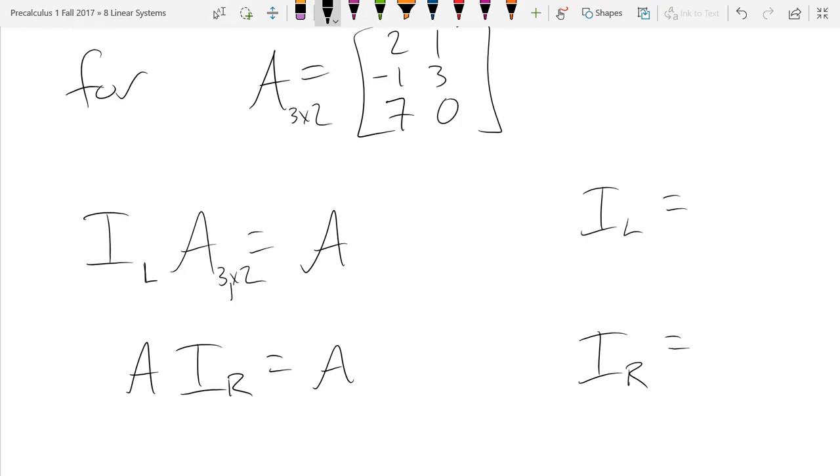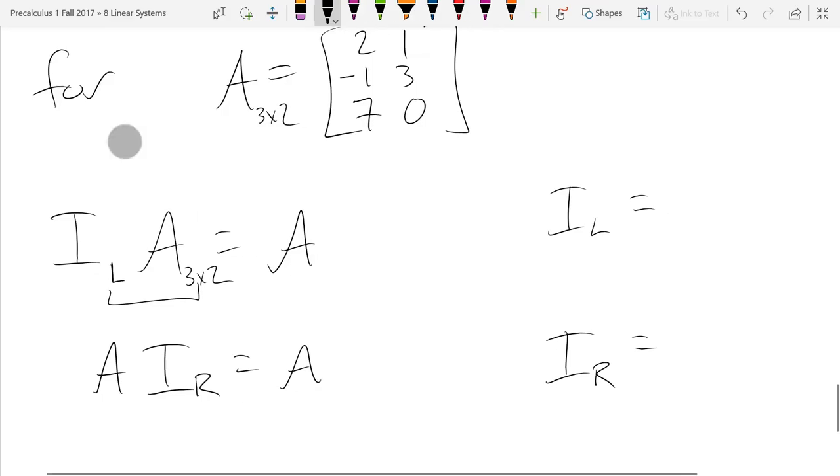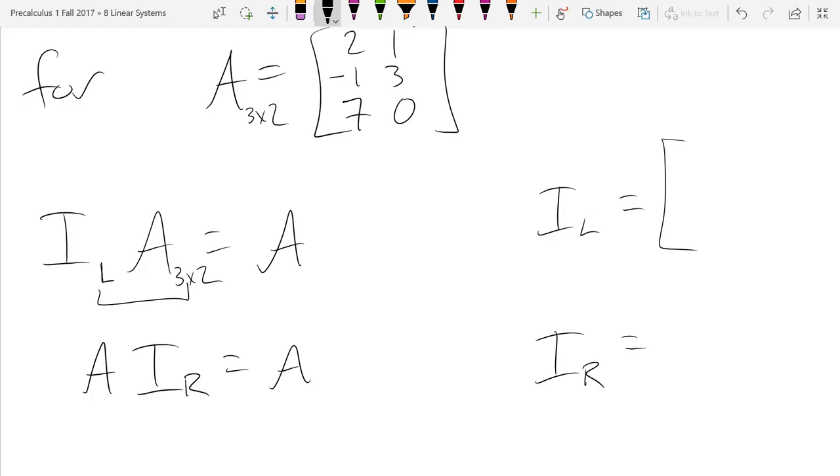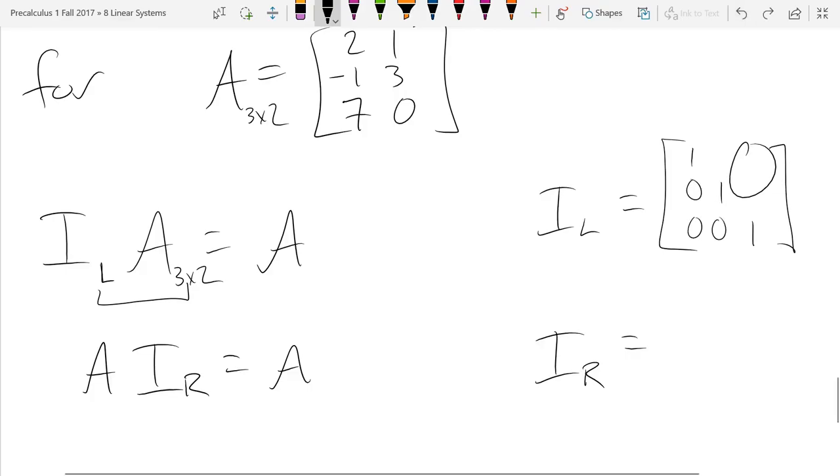So this one has to be 3 by 3 because we need our inner dimensions to be the same right there. So the left identity is going to be a 3 by 3, so there'll be 3 rows, 3 columns. There's not too many zeros to write out, so you can write out all zeros like this, or you could use the big zero to mean that there's zeros everywhere else off of the diagonal. I'm going to leave it with all little zeros in.